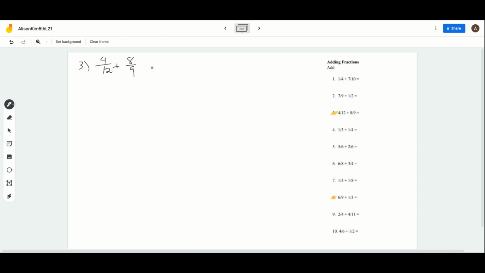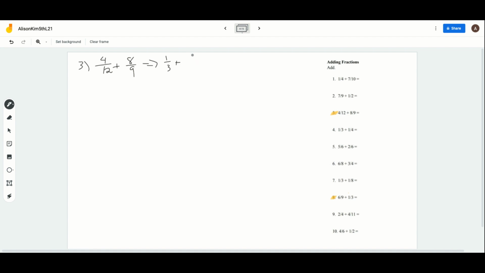When it comes to fractions, you would normally find the least common denominator, but in this case, 4 over 12 can be simplified even further. So before we do anything, we're going to simplify 4 over 12 first. And we get 1 over 3, because we know that both 4 and 12 can be divisible by 4. So we're going to get a simplified version of 1/3.